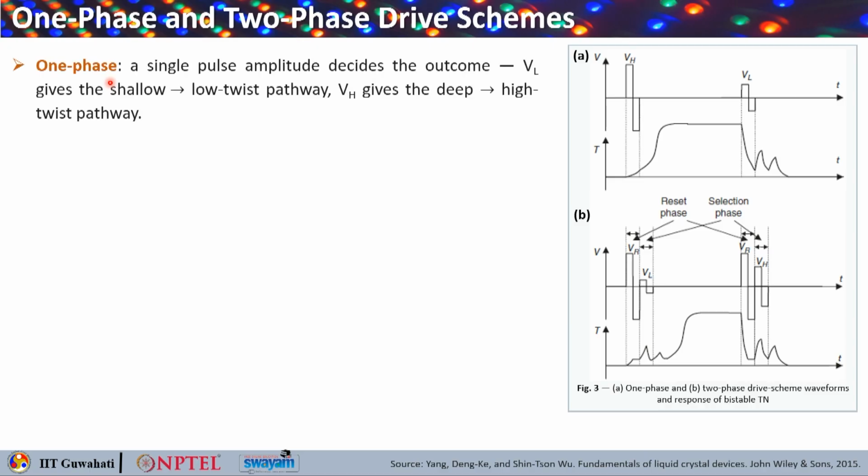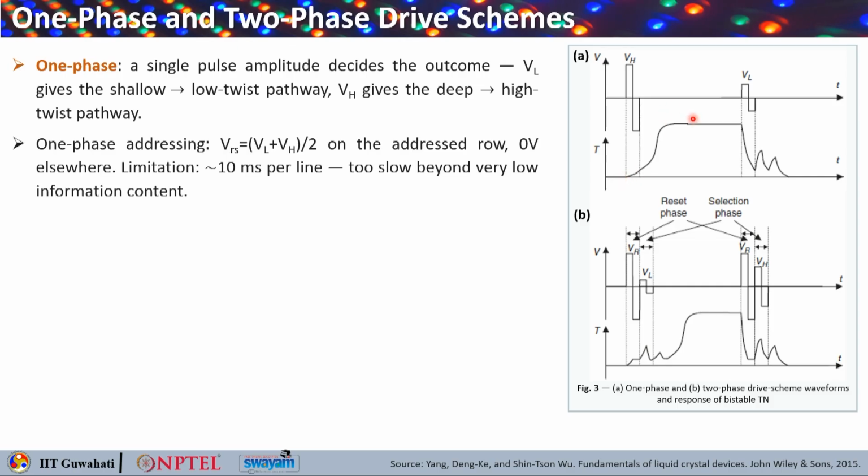So let us look into the 1 phase and the 2 phase drive scheme. The first figure shows the 1 phase and this one shows the 2 phase drive scheme waveforms. These are the voltage waveforms with time, and this is the transmittance, how it changes with time for both the cases. So let us focus on the 1 phase first. Here a single pulse amplitude basically decides our outcome. You can see the VL basically gives the shallow, that is the low twist pathway, and VH gives the deep or high twist pathway.